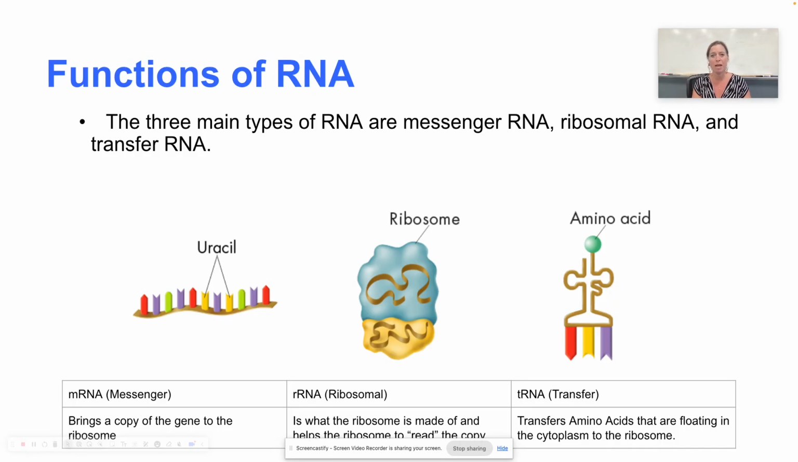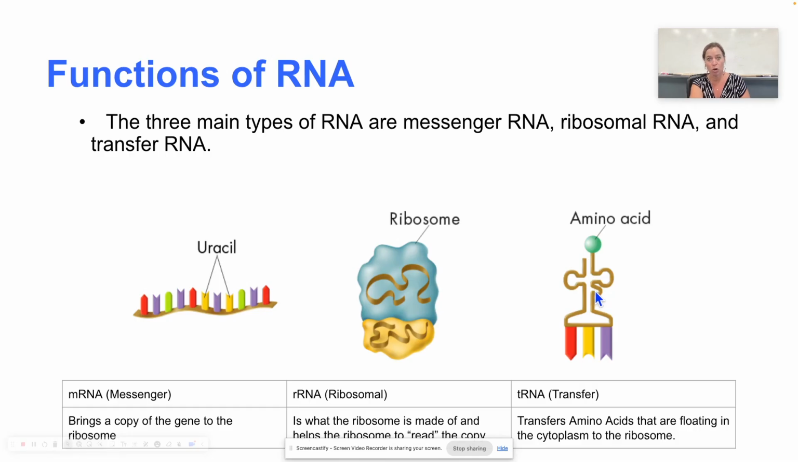Remember, we know that ribosomes are a non-membrane bound organelle. So they don't have a membrane, but they are considered to be an organelle, and they make proteins. Well, ribosomes are made out of ribosomal RNA. So these builders, these factories for protein, these guys are actually made out of a type of RNA called rRNA.